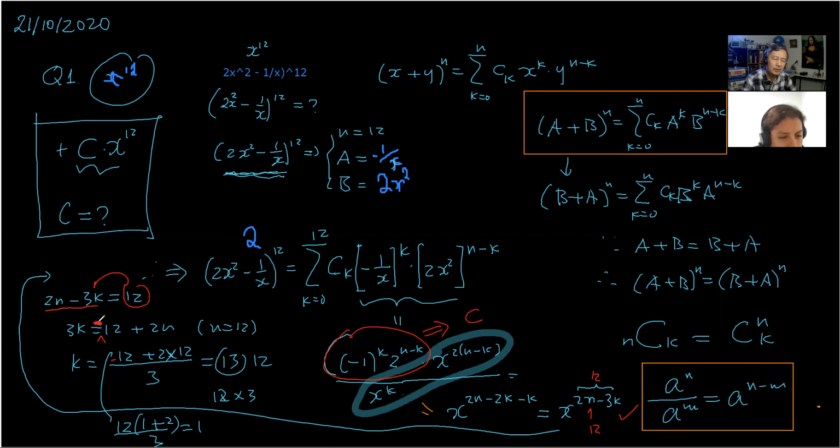This should be 12. Then the answer will not be 12 but 4. Okay, that makes sense. But why is it negative 12? This is the original. Can you copy that? 2n minus 3k equal to 12. Can we solve for k?